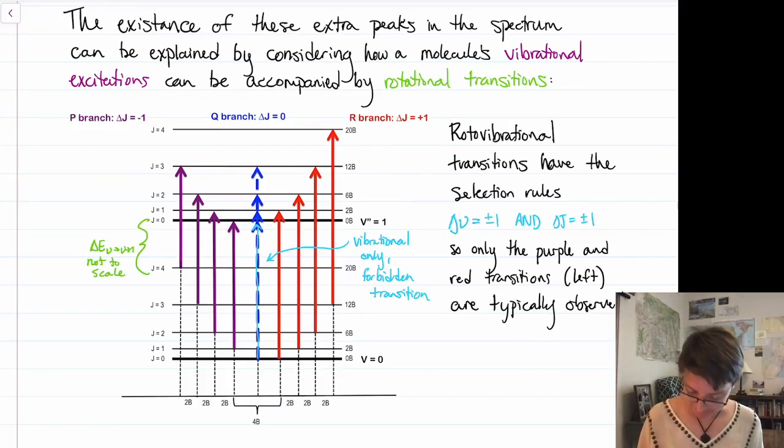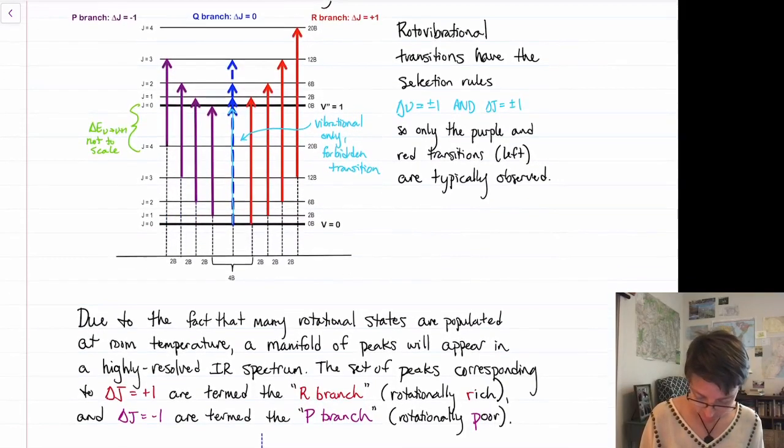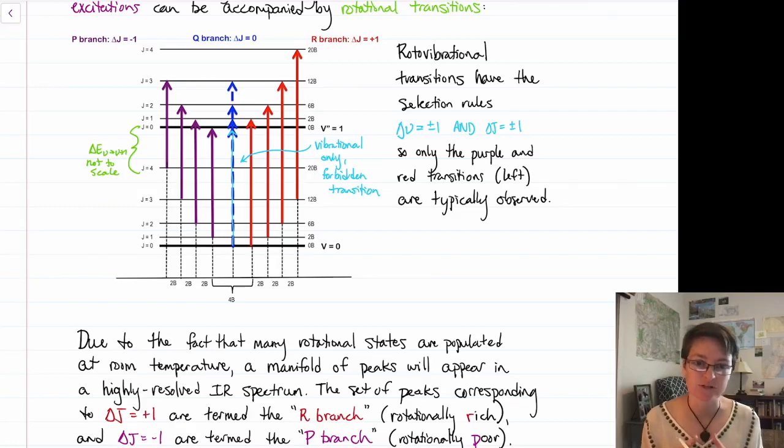And as with many things in life, because there are so many rotational transitions that are present, scientists have grouped these transitions into categories. The set of peaks that correspond to J increasing by 1 as the vibration occurs are termed the R branch, and the derivation of that name comes from the fact that they were called rotationally rich peaks, R. If delta J is equal to negative 1, so we're exciting vibrationally but losing a little bit of rotational energy in the process, those are termed the P branch for rotationally poor excitations.